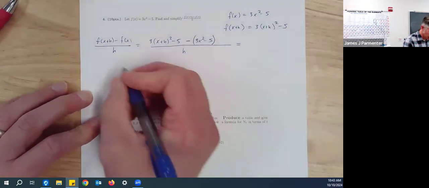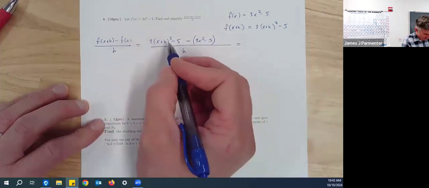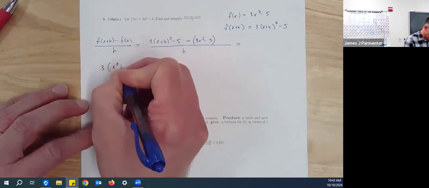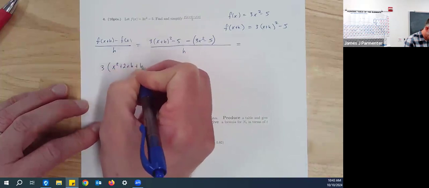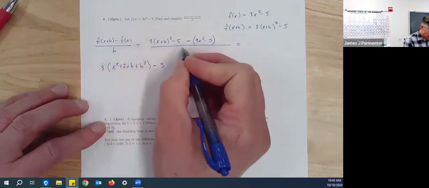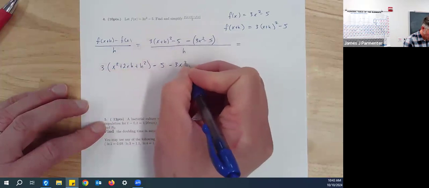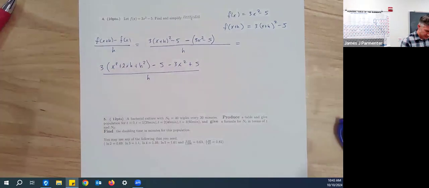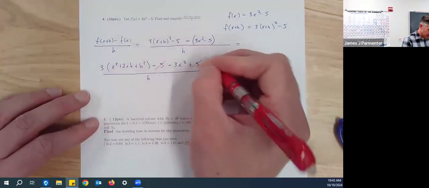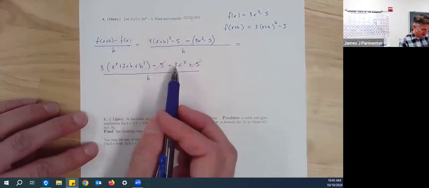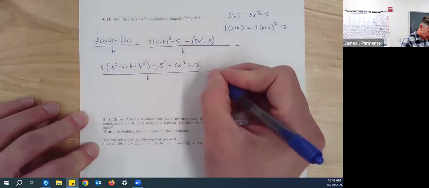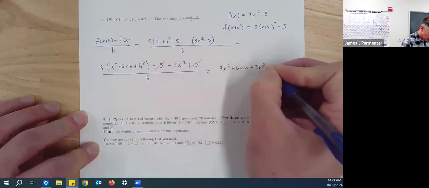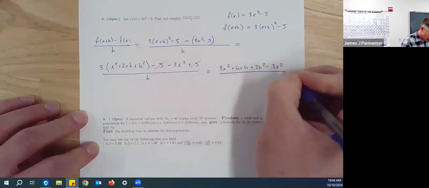And then if I distribute the minus sign, I can do 2 things at once here. I'm going to multiply out x plus h squared. That's going to be 3 times x squared plus 2xh plus h squared minus 5. And then I'm going to distribute the minus sign here and get negative 3x squared plus 5. You should write the divided by h each time. The minus 5 plus 5 adds to 0. I can't cancel the 3x squareds yet because I have to distribute the 3 first. That's going to be 3x squared plus 6xh plus 3h squared minus 3x squared, all divided by h.